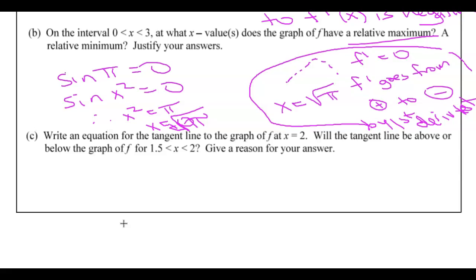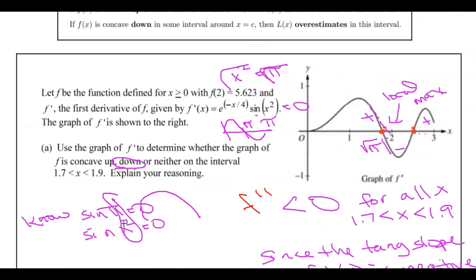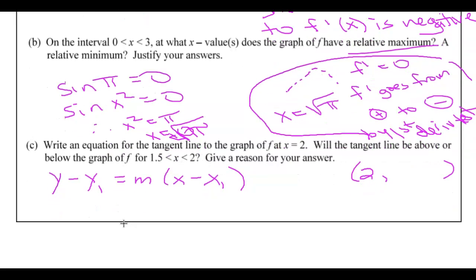All right, and part C says write an equation of a tangent line. So I'm looking for y minus y1 equals my slope times x minus x1, at x equals 2. I've got 2 and I'm going to need the y value. So we're going to plug 2 into the original. Oh, they tell me right there, 5.623. Oh, that's awesome. And now I need my slope when x equals 2.